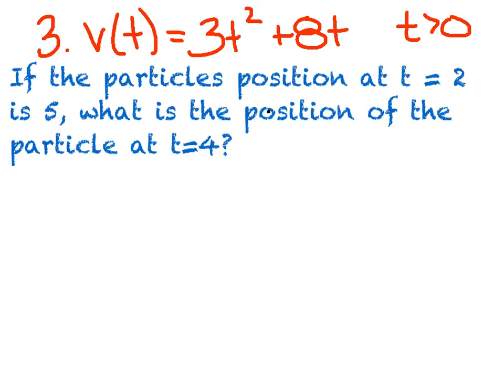All right, question 3. The velocity is equal to 3t squared plus 8t for any time greater than 0. If the position of the particle at t equals 2 is 5, what is the position of the particle at t equals 4? Well, hopefully you've caught on by now, and we're thinking we have velocity, and the question is about position. So I'm going backwards. In order to get from velocity to position, we have to integrate.